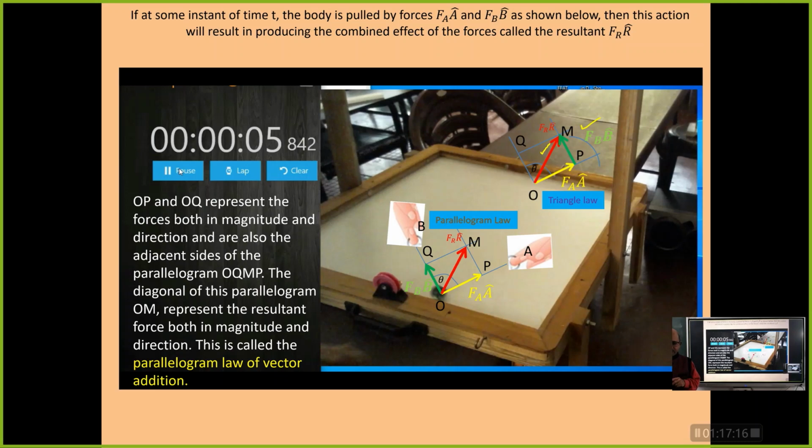What is another way of doing it? This force is acting at this point, this force is also acting at this point, and then I am completing this parallelogram. Can you see? I have completed this parallelogram. And now I am drawing a diagonal from O to M. This diagonal represents the resultant vector both in terms of magnitude and direction. Did you get it? So this is called the parallelogram law of vector addition. Both are similar, but slightly different.